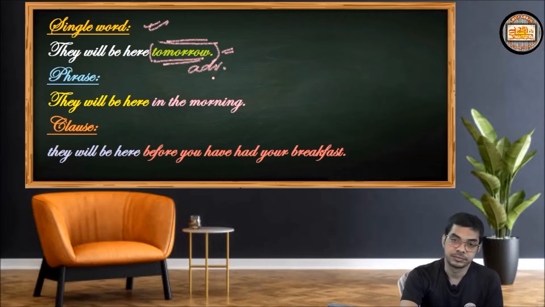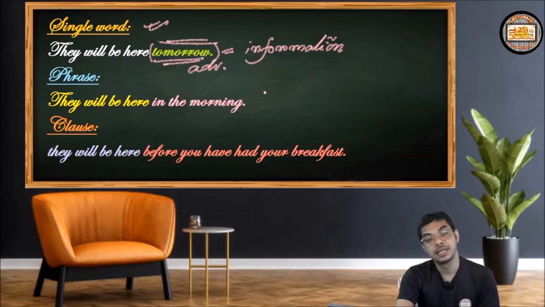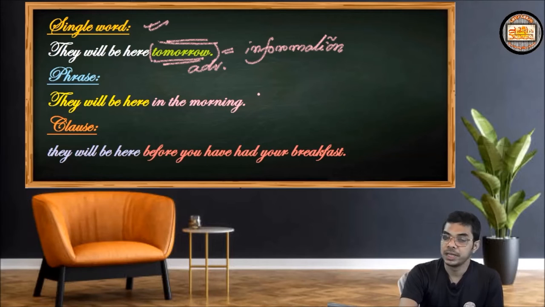They will be here. So tomorrow, as a part of the sentence, is but an information only. And this information is essential. We can't say that this is not an essential information. It's essential, but not indispensable, because it's only a time that has been referred to here. So they will be here tomorrow. This is how we can drop an adjunct without disturbing the basic structure of the sentence.